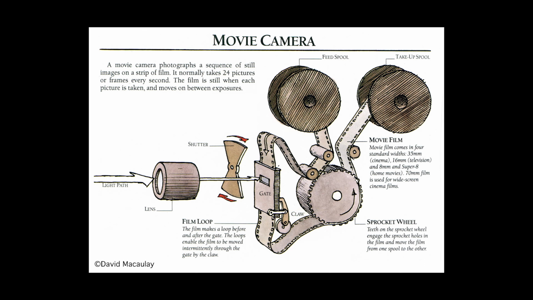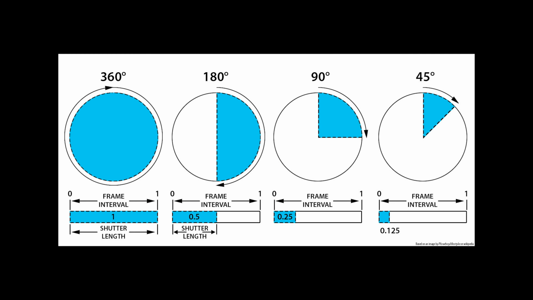So 180 is pretty much standard cinematic motion blur. The way the angle came to be was back when there were film cameras, and they had a circular shutter, and the angle describes how much of that circle is no longer there, so it allows light to come through. 180 is exactly cut down the center, so half of the time that the frame is there, it is being exposed. The other half, the light is being blocked from it.